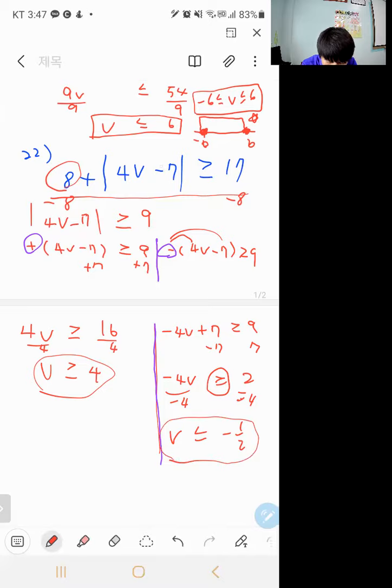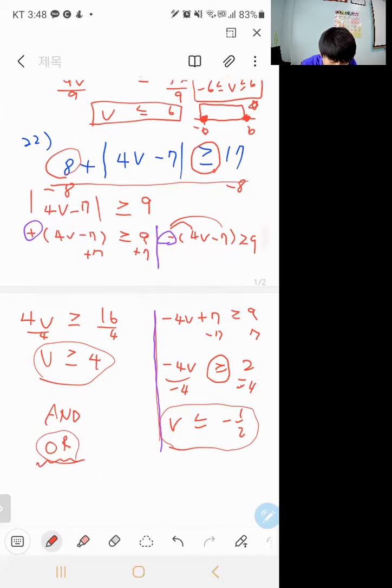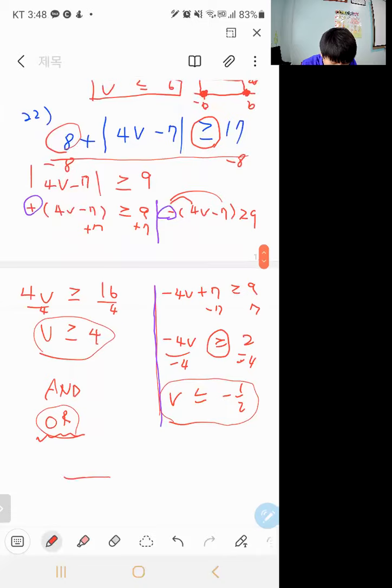Now let's go back to the original question. This is greater than, right? So this is from between and, or. This guy is the or problem, and they go out of the house like this. So v is greater than or equal to 4. Color that because there's an equal sign. And then v is also less than or equal to negative 1/2.